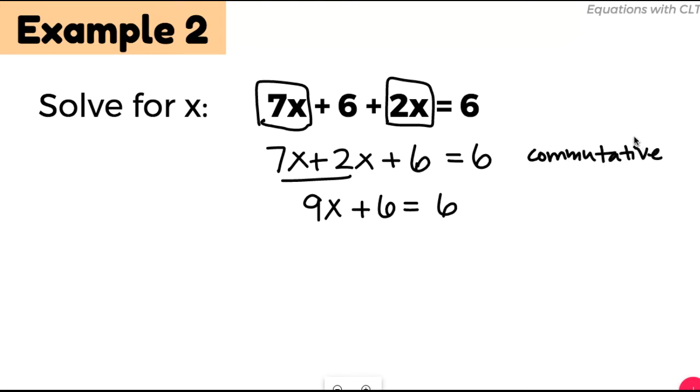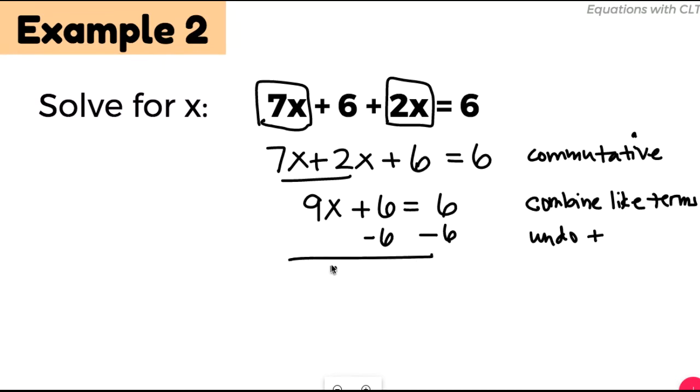Now I'm going to write some steps to the side. Copy those down for this example. It's not something you have to do on your work, but it would be helpful while we're practicing. So first I commuted, then I'm going to combine like terms. Now I have a two-step equation. Done this a million times. I want to undo my addition, so get rid of this positive 6 with a negative 6. So undo our addition, and I get 9x equals 0.